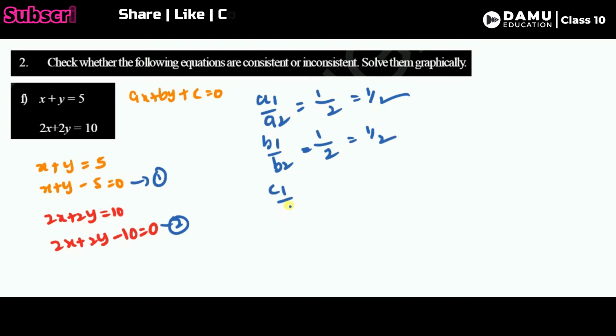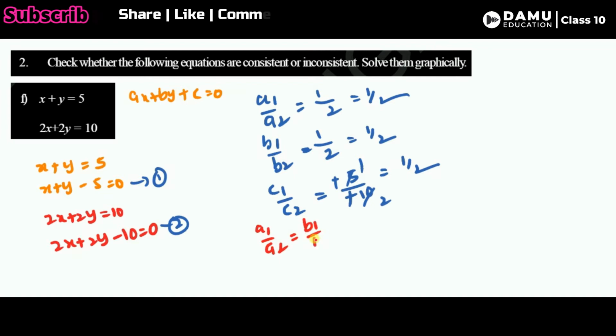Then c1 by c2. What can I say? Minus 5 by minus 10. So both will cancel. 5 ones are 5, then 5 twos are 10. Then what answer are we getting? 1 by 2. So based on this condition, you can see one thing: a1 by a2 is equal to b1 by b2, which is equal to c1 by c2. As I told, all the ratios are equal.